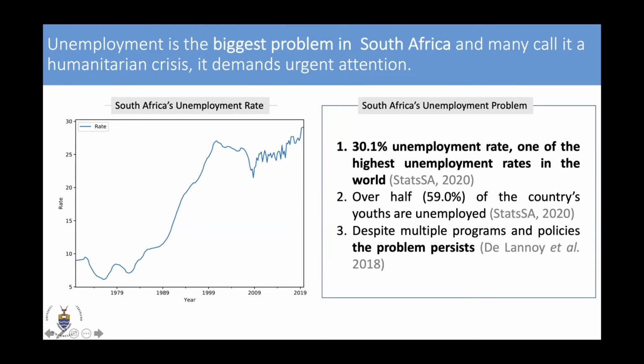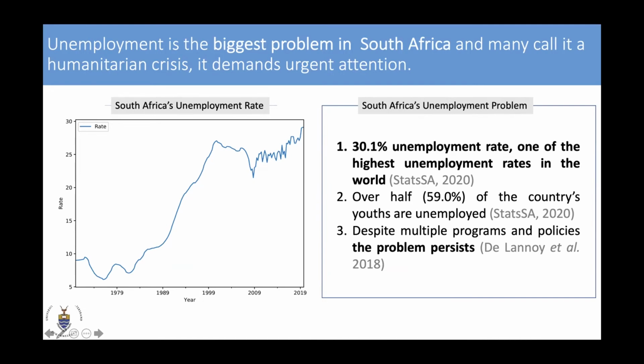Officially, in May 2020, we're sitting at 30.1%. And for the youth population, which are those people aged between 15 and 35, the youth unemployment rate is really around 60%. So it's a scary reality that we find ourselves in.